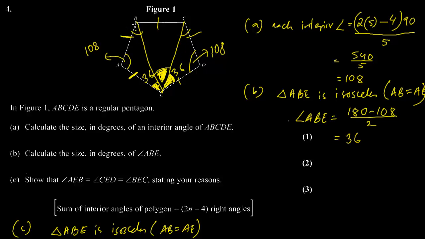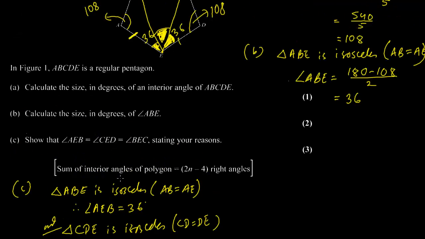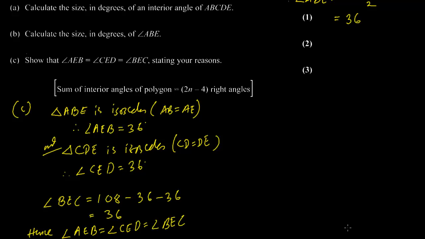So for that reason, now we have to show that angle BEC is also 36. So angle BEC equals 108 degrees, which is the measure of each interior angle. This entire angle is 108 degrees. Now the other two are 36, and the other one is also 36. So 108 minus 36 minus 36 is also 36. Hence, angle AEB equals angle CED equals angle BEC.